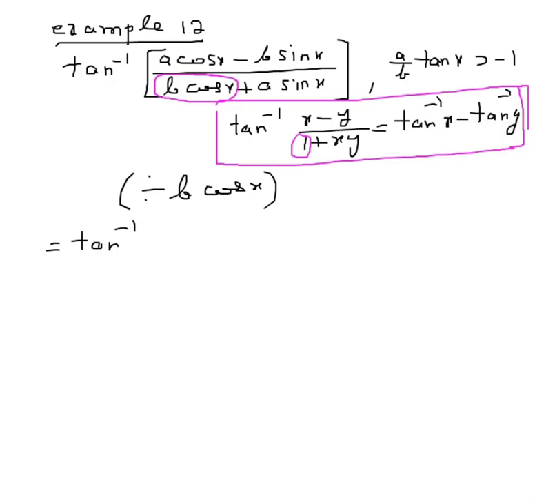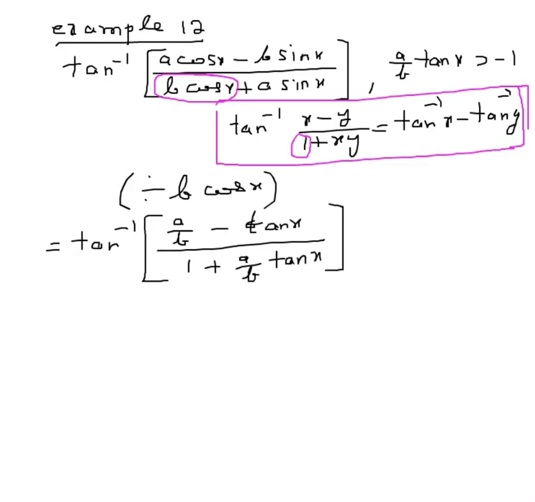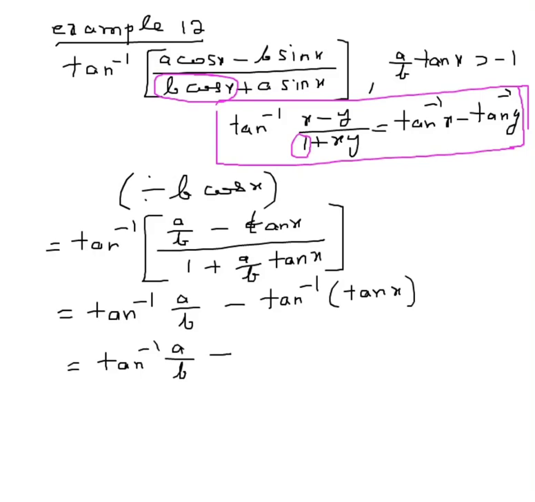We get tan inverse of, each and every term should be divided by b cos x. A by b minus, b gets cancelled. Sine by cos is tan x divided by b cos x by b cos x is 1 plus a by b tan x. Now use the formula. It becomes tan inverse of our x is a by b here and tan inverse of y is tan x, which is equal to tan inverse of a by b. Tan inverse of tan x becomes x.